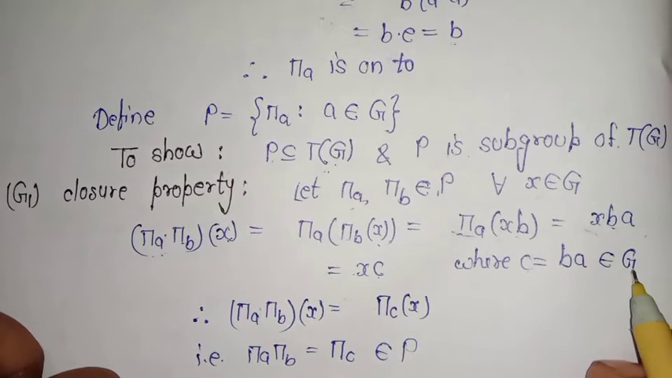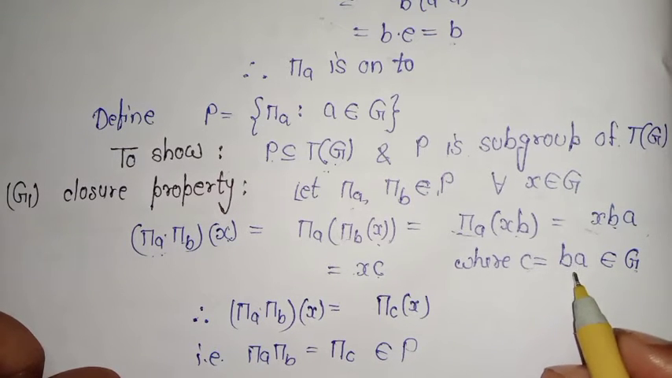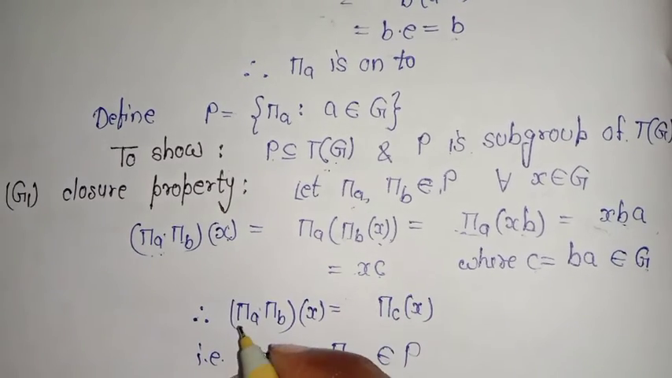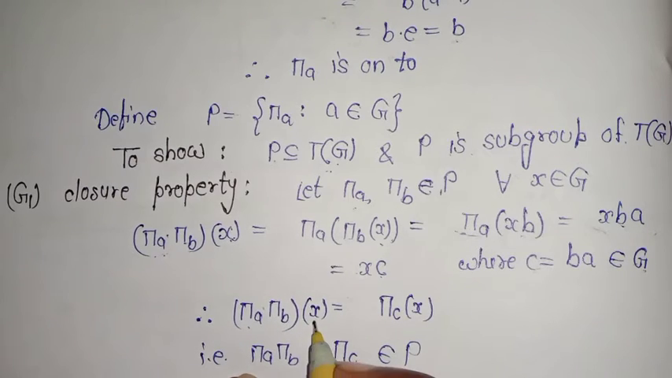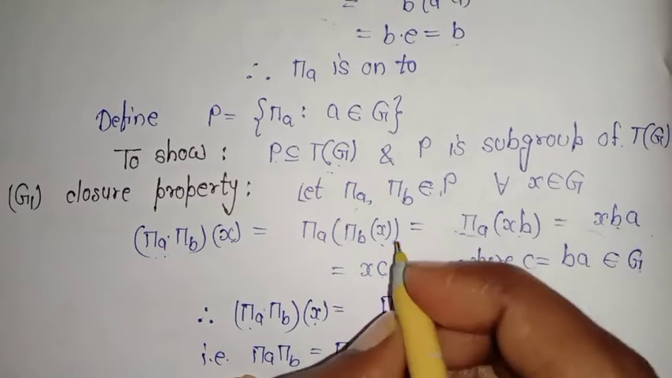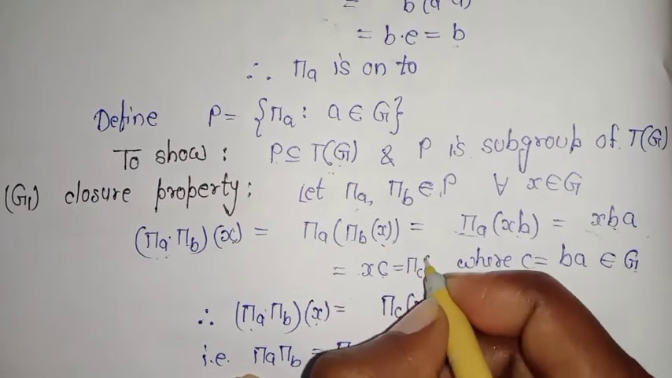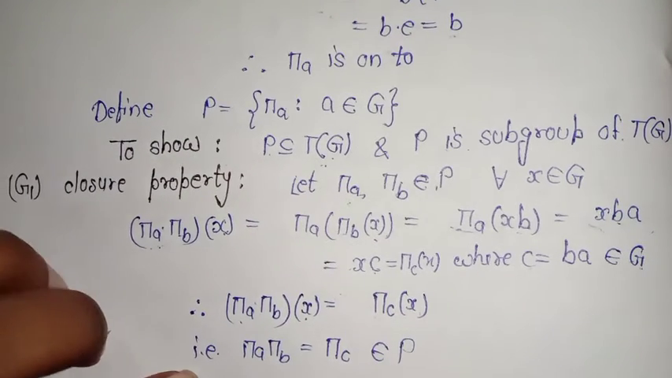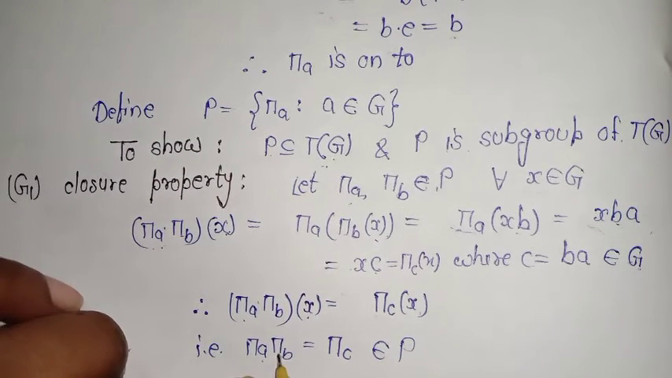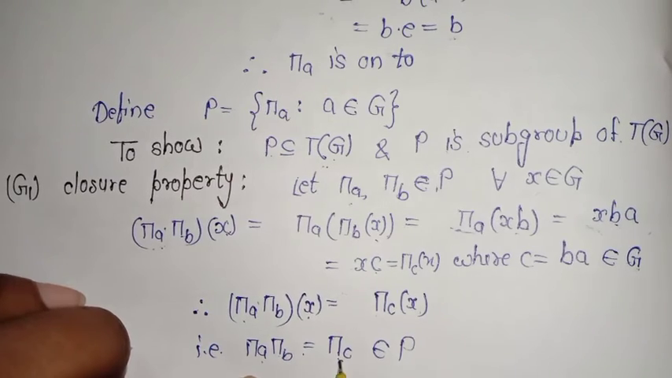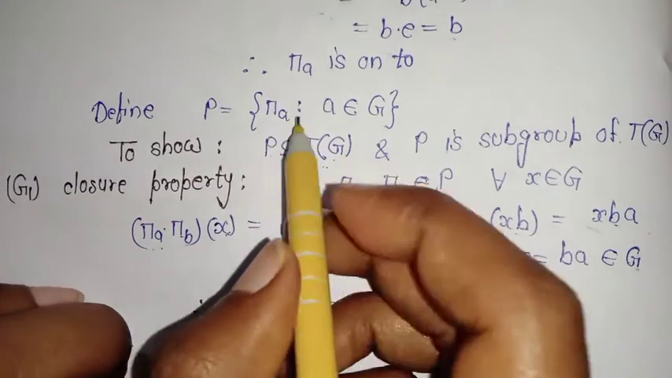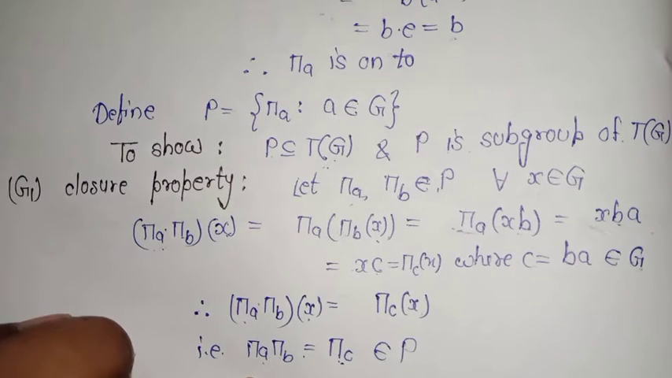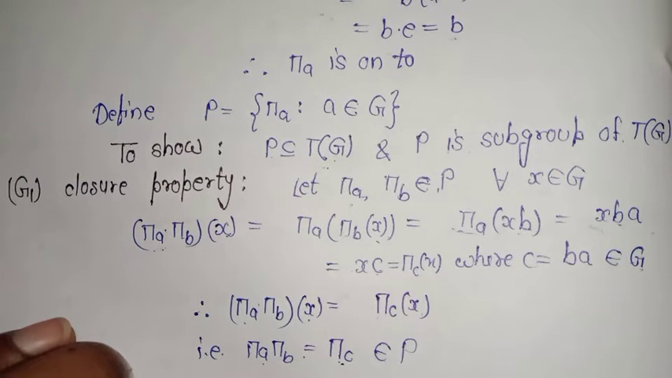Since we know that G is a group, the product of these two elements again belongs to the group. So c also belongs to the group. Now what we get is that pi a into pi b of x is equal to pi c of x. So all they are equal, and if we use our property, then pi a into pi b is equal to a new function pi c that also belongs to our set P that we have defined here. So the closure property is satisfied.